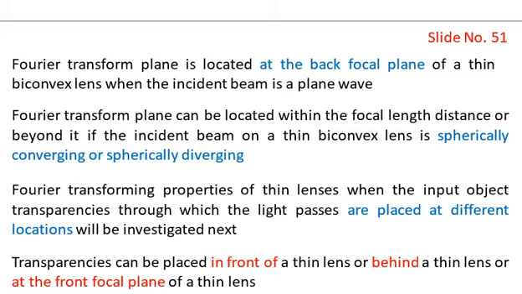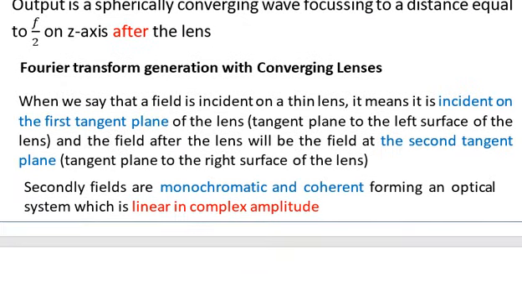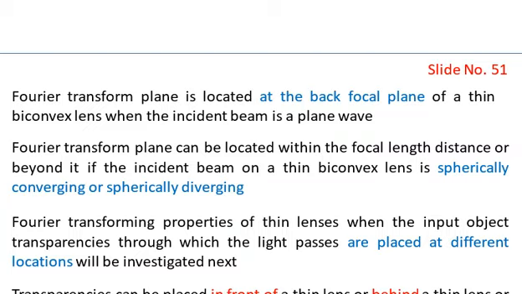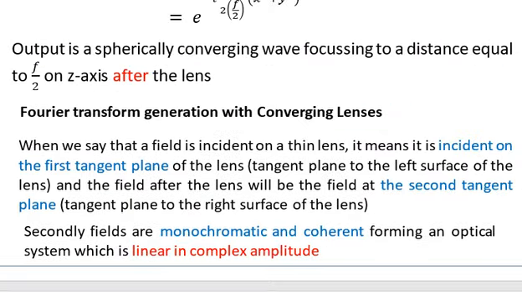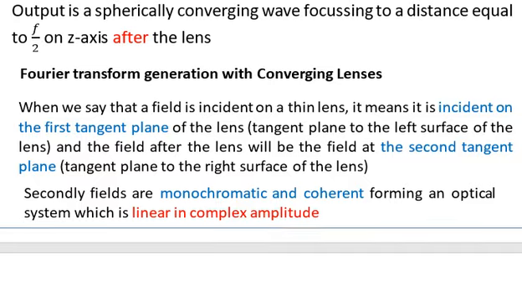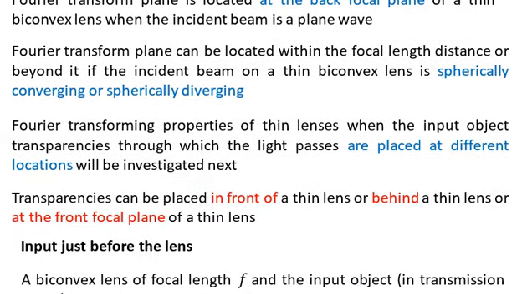So for a spherical converging wavefront, as we have seen in this case over here, if we illuminate the lens with a spherical converging wavefront, then you know that the light will be focused before the back focal plane of the lens, and in this case it was focused to a distance f by 2 rather than the focal length f at which the back focal plane of the lens exists. So we can shift depending upon whether we are using a converging wavefront or a diverging wavefront as the input field to the lens.